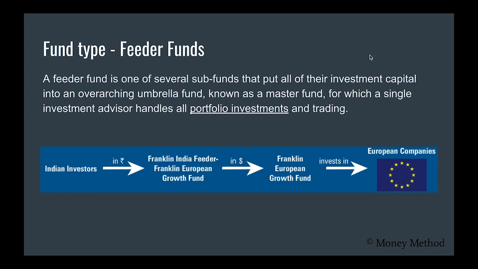Similarly, they would have different countries in Asia, like Sri Lanka or somewhere, where they will collect money from investors of that country and then put that into Europe. So essentially, a feeder fund puts money into a master fund. You are essentially purchasing units of a different mutual fund. So it is very similar to the fund of funds that are there in India.